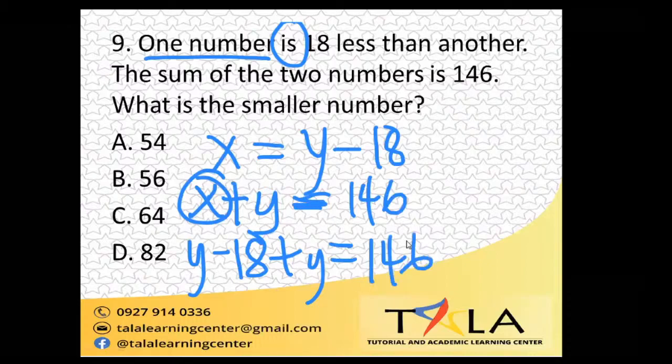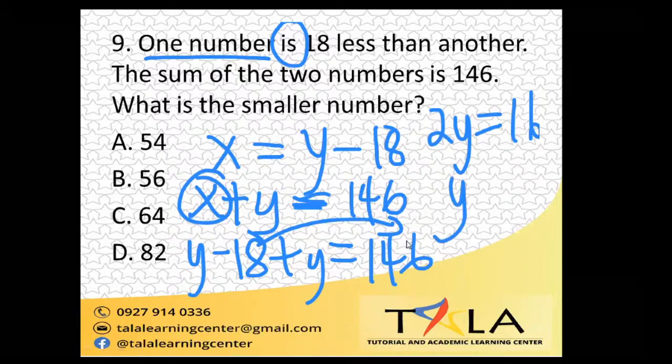So, y plus y, that's 2y, and then 146 plus 18 is 164. Therefore, y is 82. Okay? Pero, y pa lang yun. Ang hinahanap mo smaller number. Balik tayo dito. Ang sabi, yung isa daw, 18 less than. So, isa-substitute mo pa dito. 82 minus 18. And what is 82 minus 18? The correct answer is 64.